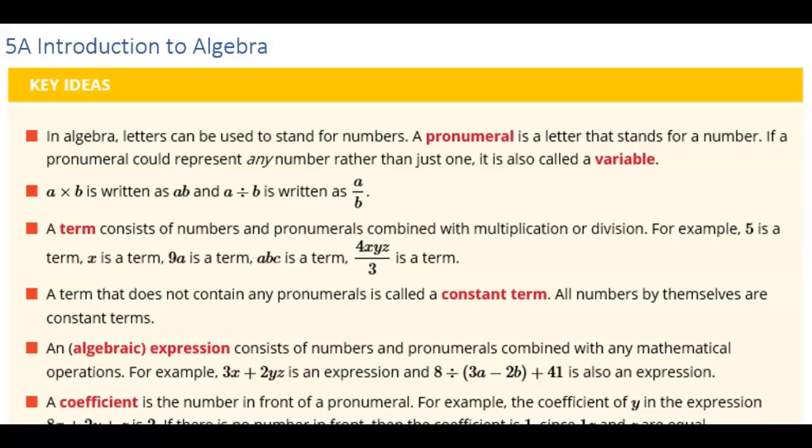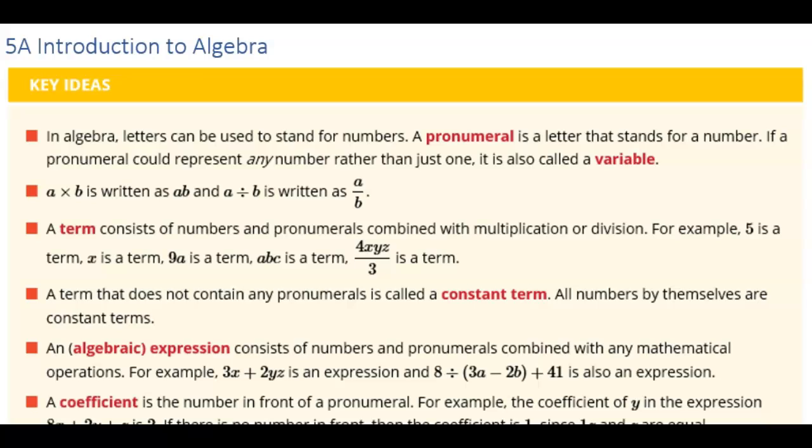All right, so in algebra, letters can be used to stand for numbers. A pronumeral is a letter that stands for a number. It's extremely important that you remember that word pronumeral. A pronumeral is just the term we give for the letter that stands for a number. So for example, my age, I'm going to give it the letter A. My age is represented by the letter A, and your age can be represented by the letter B.